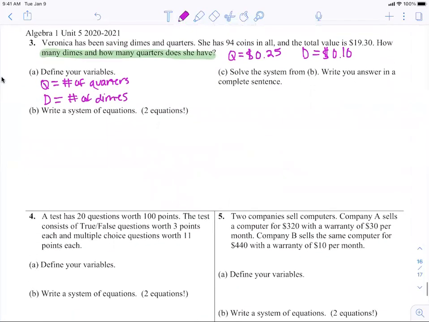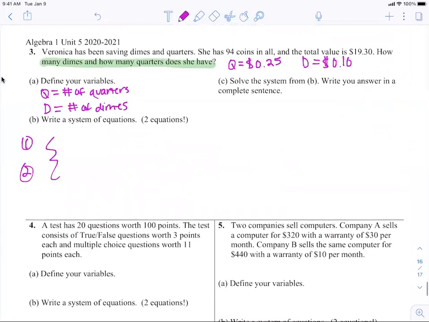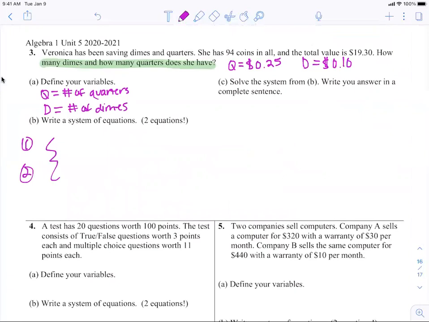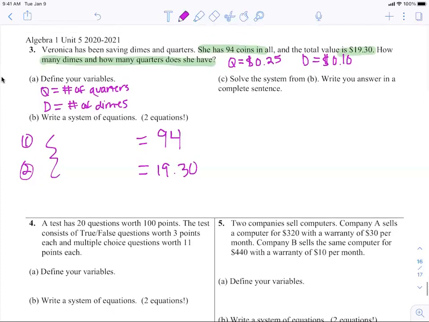Now you're probably saying, well, Miss Hardy, there aren't two people. So how do we write our two equations? Because yes, we still are going to write two separate equations. The thing we have to look at now is our two totals. Even though we don't have two people, it does tell us that she has 94 coins in all, and the total value is $19.30. So if you don't have two people, it's still just a matter of writing two equations, one that represents each of those specific totals.